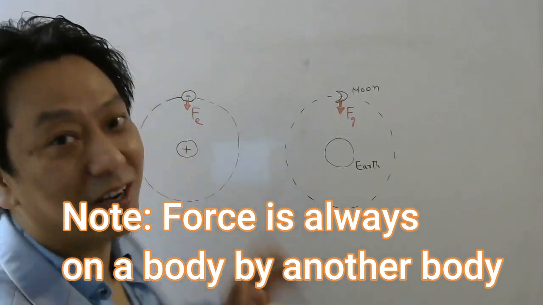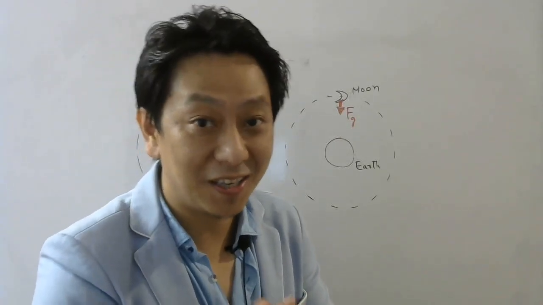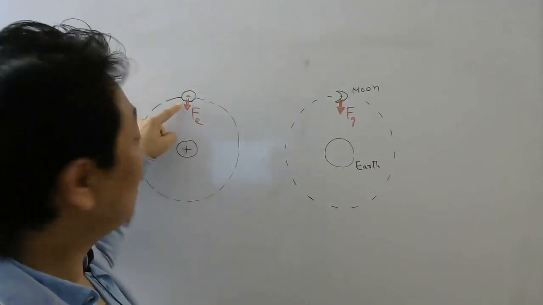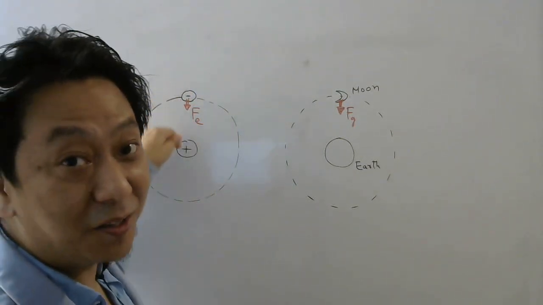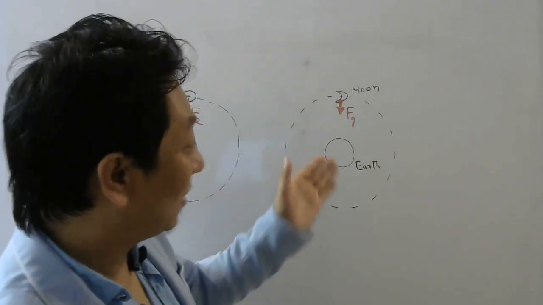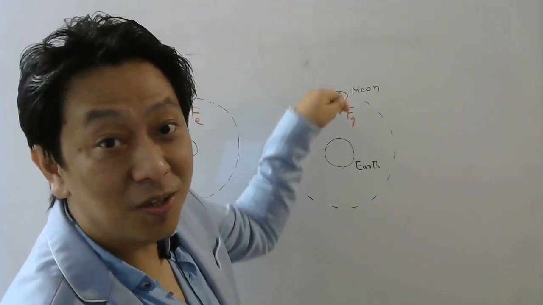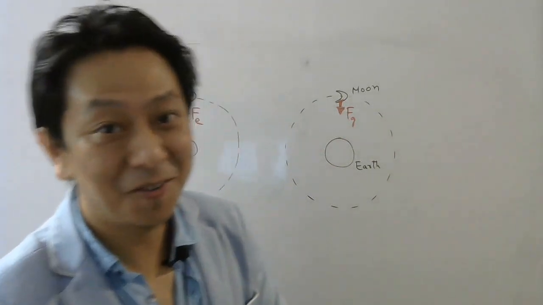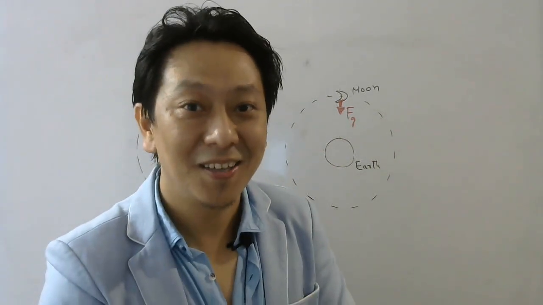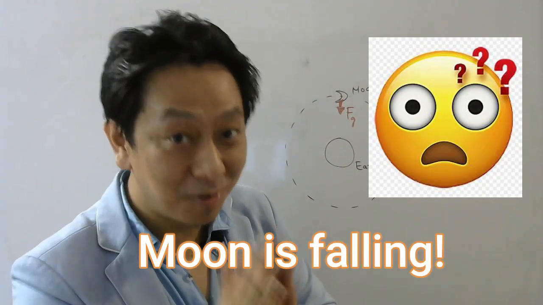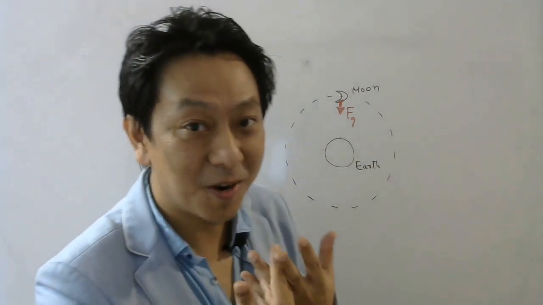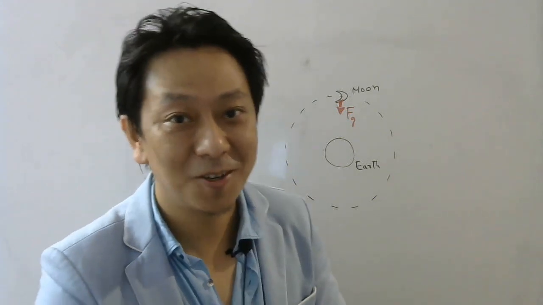Now a very popular question is, if there is a force of attraction, why is this electron not falling into the nucleus? Or in this case, why is the moon not falling onto the earth? And the answer to this, you may be surprised, is that actually the moon is falling and even the electron is falling. The moon is falling towards earth and the electron is falling towards the nucleus.